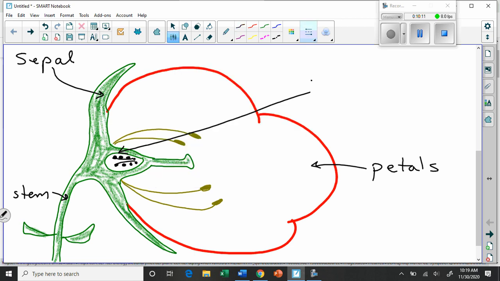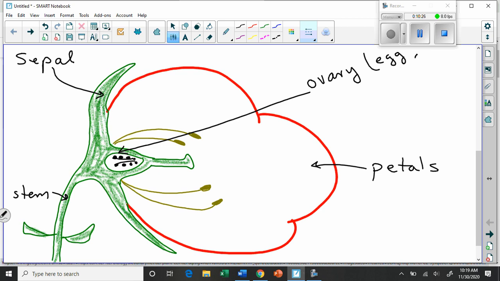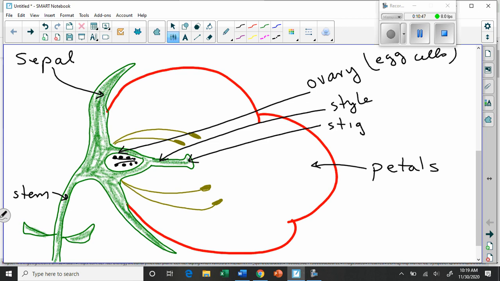So this is called the ovary. And inside of it are the egg cells. Look at that, I was about to write seeds. Inside of it are the egg cells that are developing. So I'll just put that in brackets. The next section is sort of the middle part, right there, which is called the style. And then the very tip is called the stigma. The stigma, the style, and the ovary. And all of these three things together make up this entire structure, which is called the pistil.